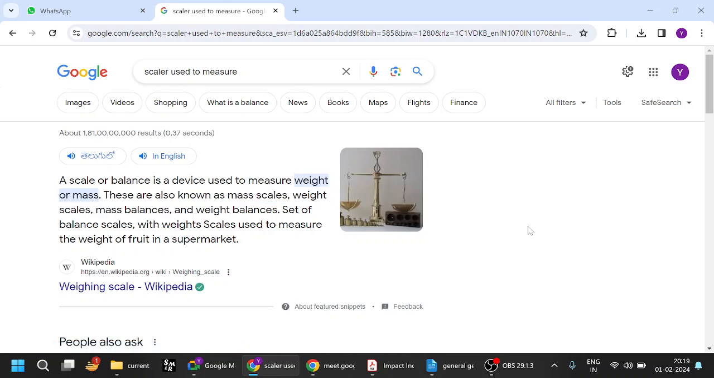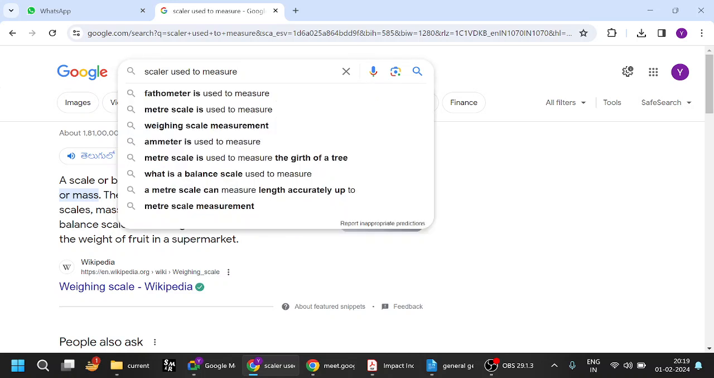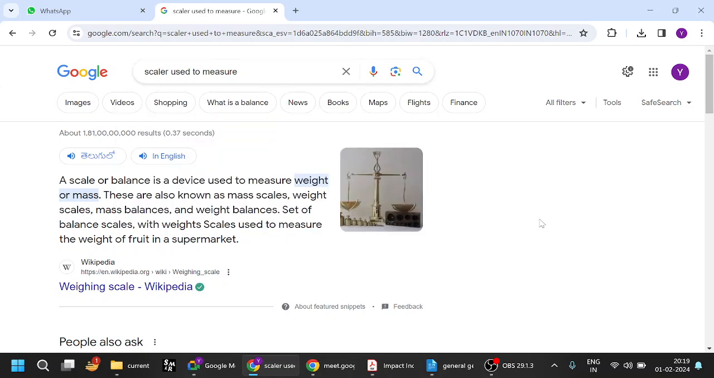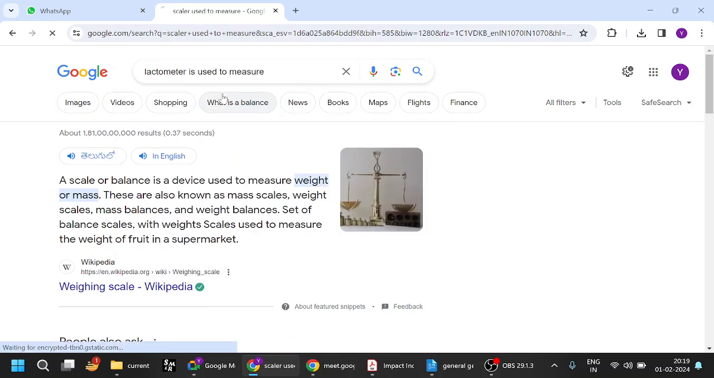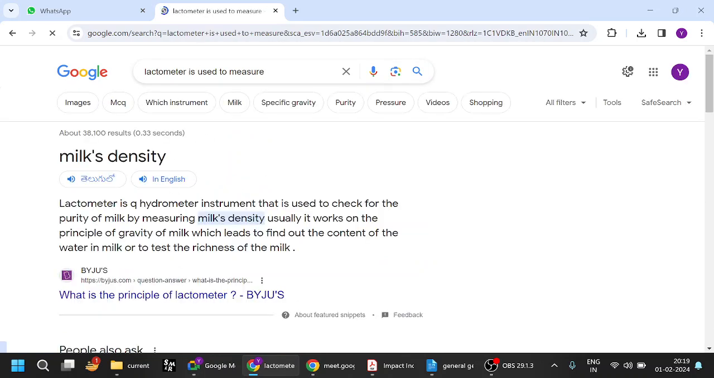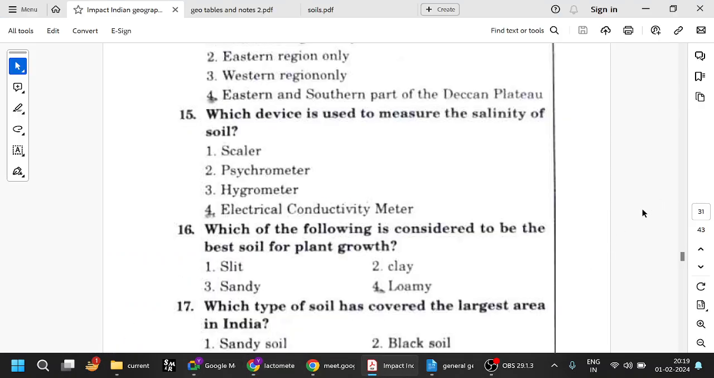Okay, seismic meter. I think in order to measure earthquakes, you use the seismograph, and to see the milk content, I think lactometer. Okay, measuring milk's density is lactometer. All these things, testing the richness of the milk. So all these things you have to remember.